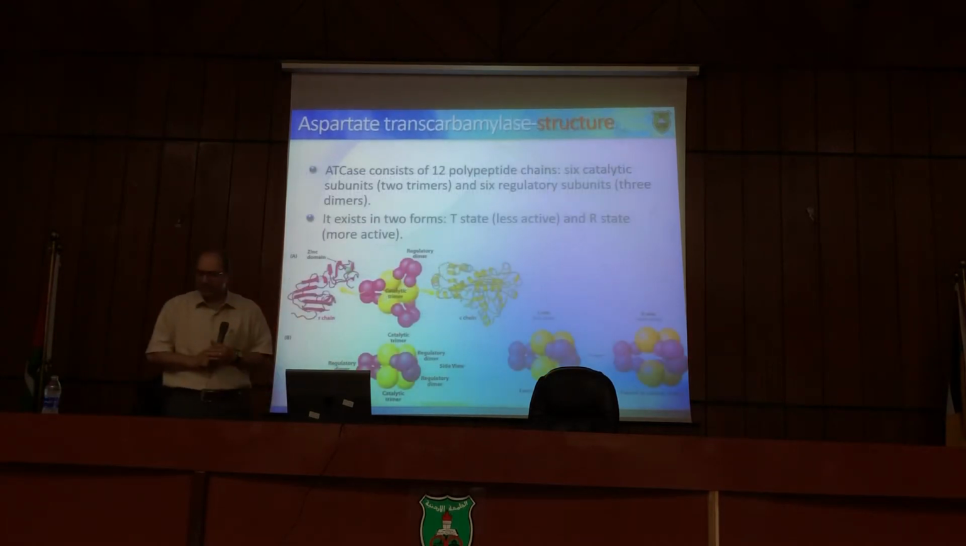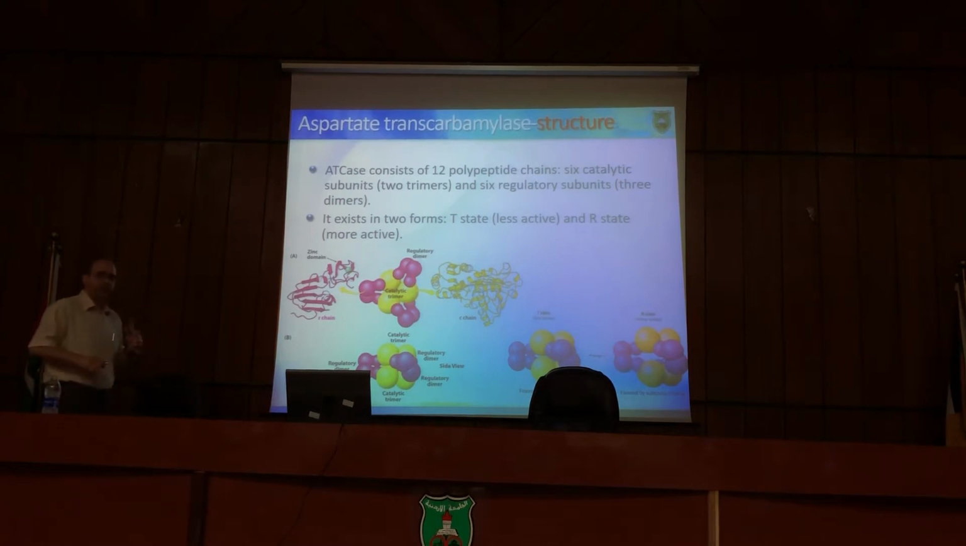So how about the enzyme? Well, the enzyme is really a large, multi-subunit protein. It's made of 12 subunits. Six of these subunits are known as the catalytic subunits, and the other 6 are known as the regulatory subunits. So basically what you have here is 6 catalytic subunits, 2 trimers, that exist in the middle, and then you have 3 dimers, that is the regulatory subunits.